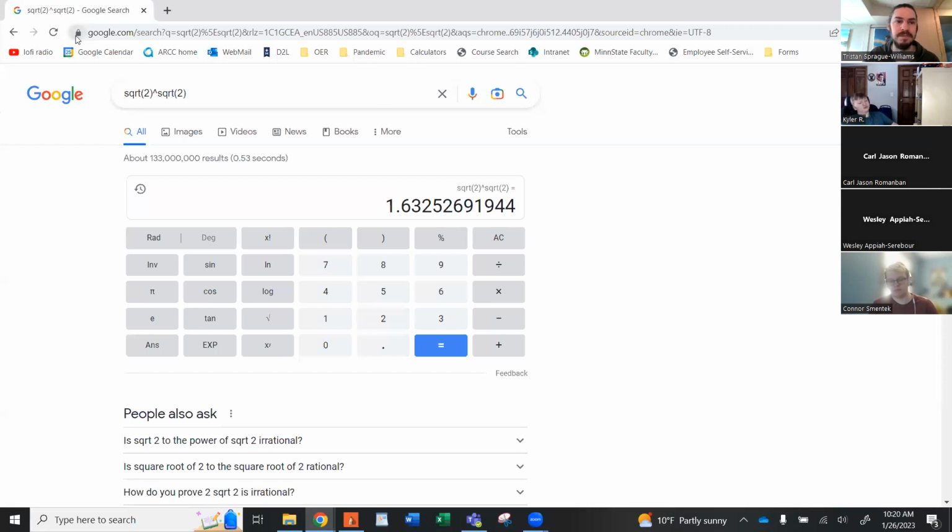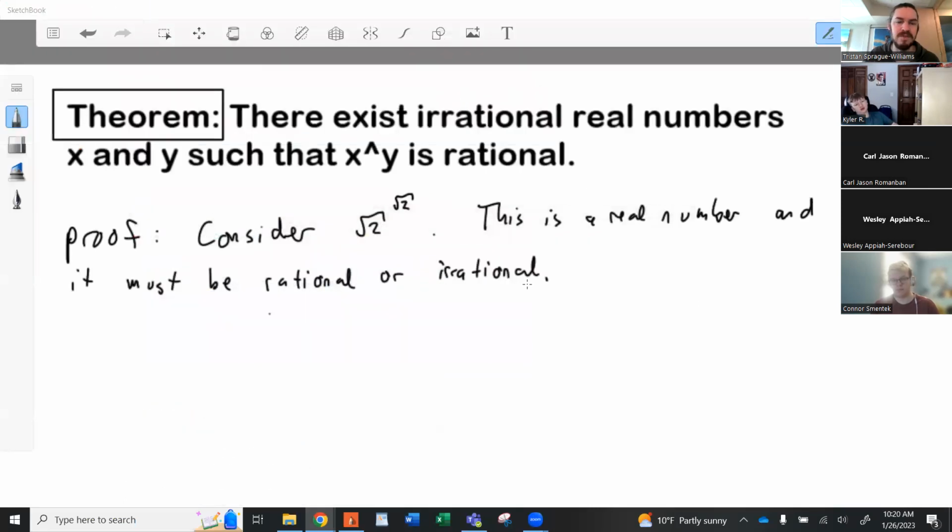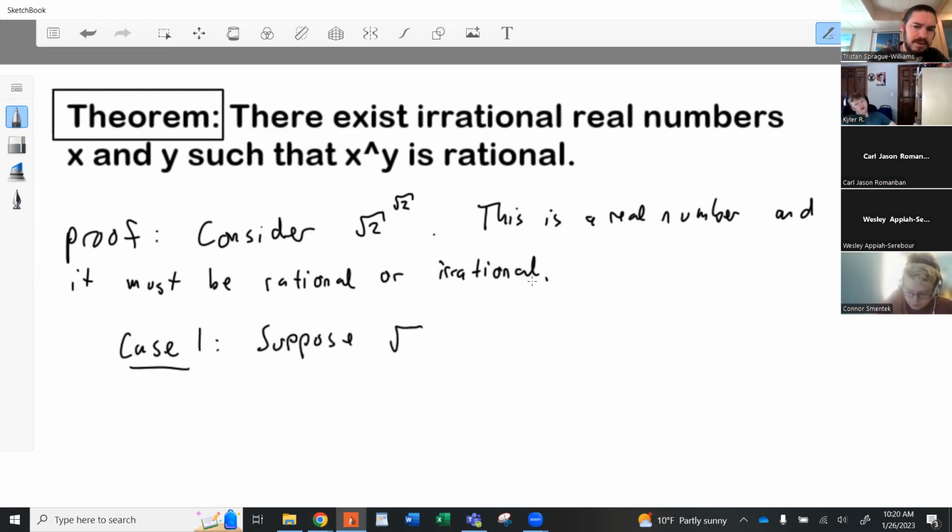It certainly looks irrational. But interestingly, for the purposes of this proof, we don't need to know whether this number is rational or irrational. And I'll show you why. We're going to consider those two possibilities as cases. So, case 1. Suppose that the square root of 2 to the power of square root of 2 is a rational number. As we have stated, this is probably not true. It's probably irrational. But what if it were rational?